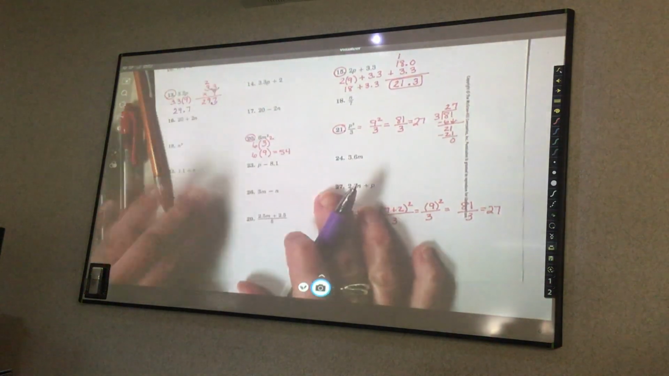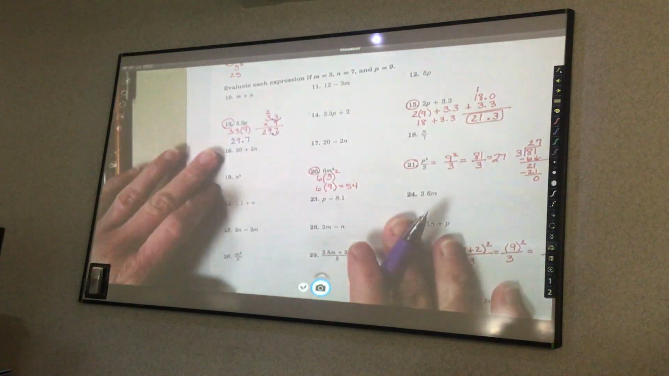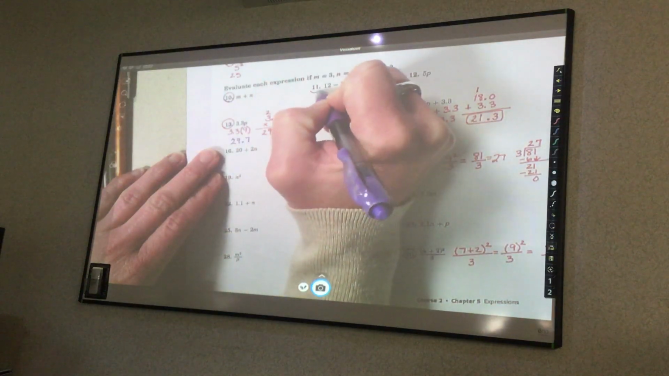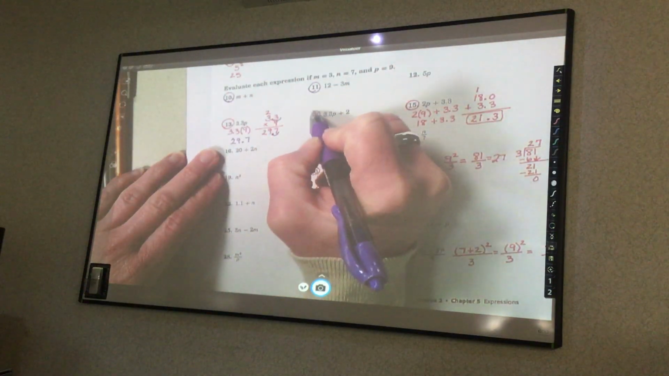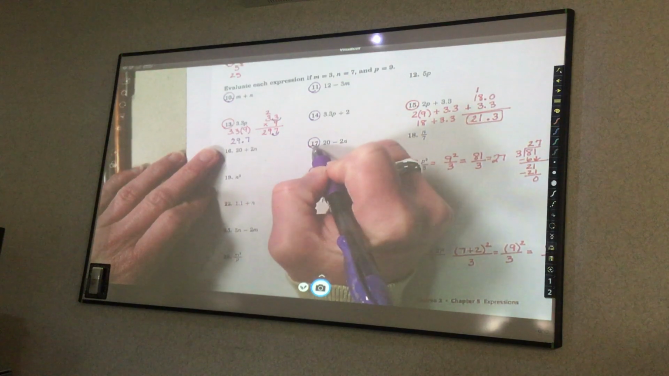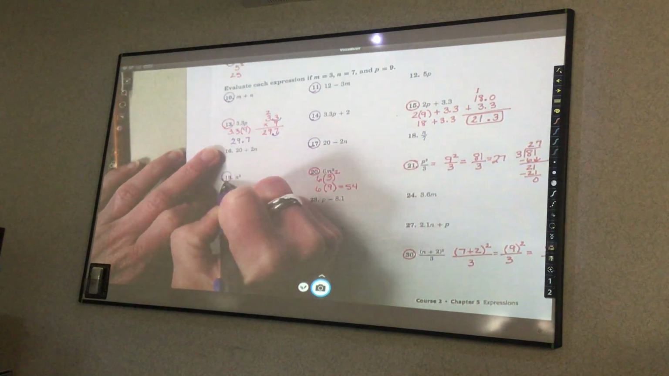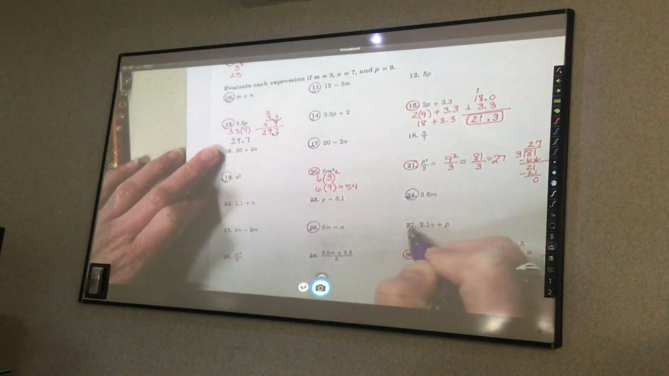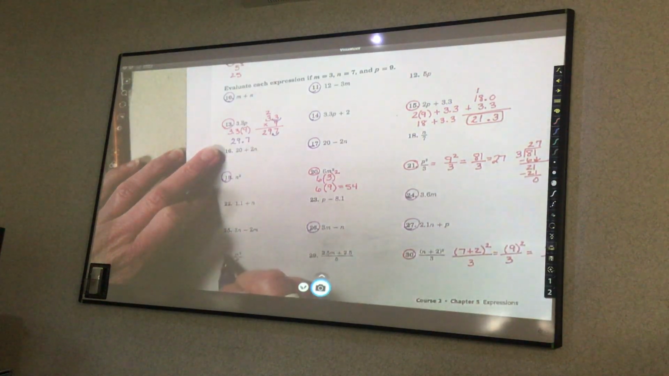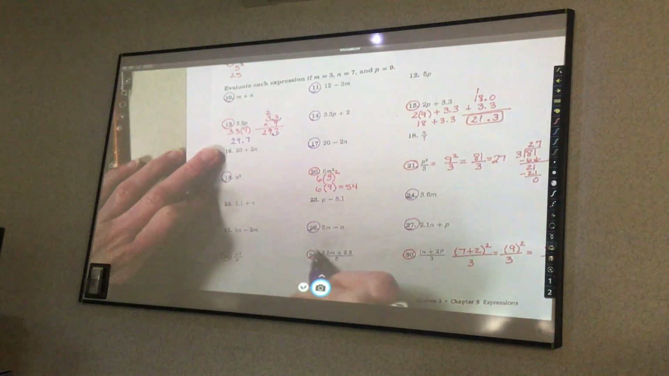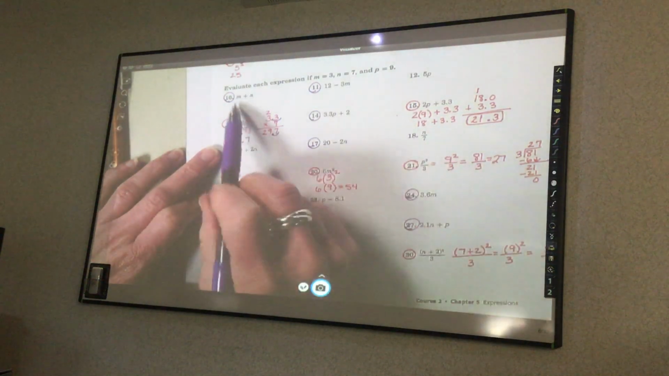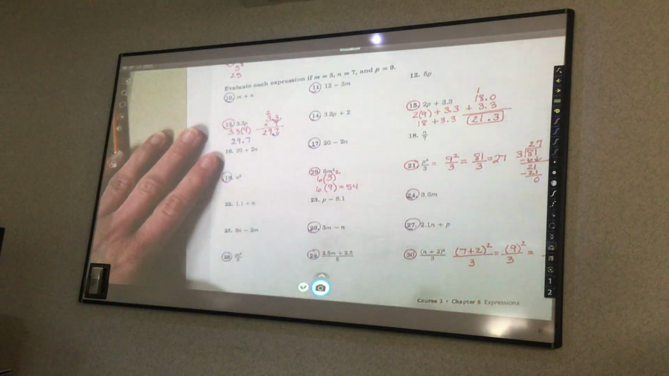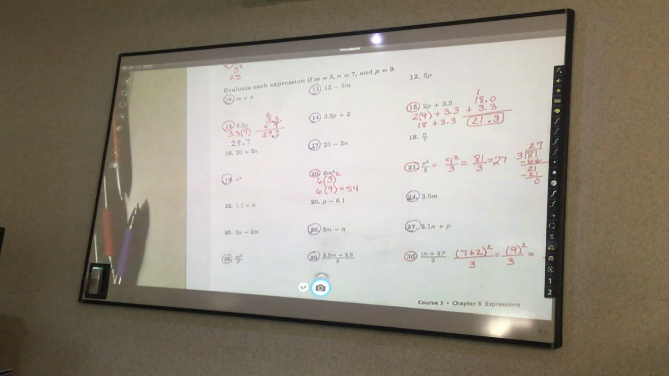For your assignment, you need to circle these problems. Okay, 10, 11, 12, 14, 17, 19, 24, 26, 27, 28, 29, and that's it. There should be 10 problems for you to complete.